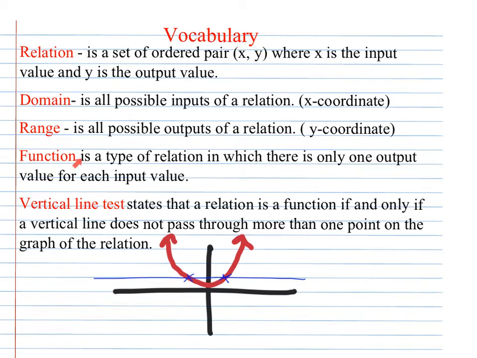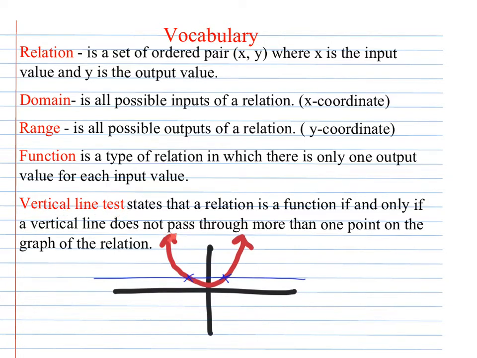A function basically is a type of relationship where when you put one X coordinate in, you always get one Y coordinate out. So if you plug in 2, you're always going to get the same answer. If you get a different answer, then it's not a function. And then, to figure out if something's a function, we have something called the vertical line test.